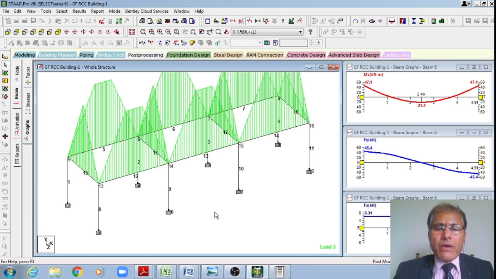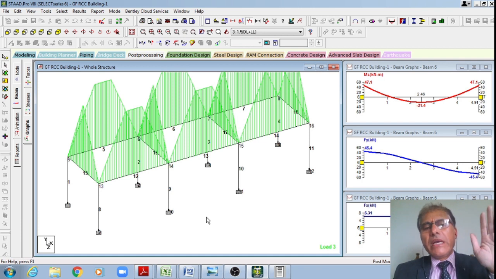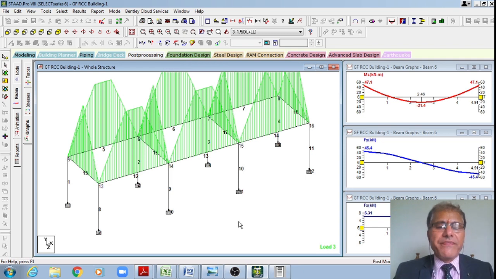Therefore, I can say that the actual RCC frames, the actual structures, should be analyzed using 3D analysis only. Manual calculations will never match with the STAAD 3D analysis, which gives more exact results. Even in the previous videos we have seen that STAAD will give an exact result matching the manual calculation if it is modeled perfectly. Here I have modeled STAAD perfectly, but the manual calculation I have not modeled perfectly. I have so many assumptions, and with those assumptions only I got the manual output. Therefore my manual calculations are wrong, and my STAAD outputs are correct.